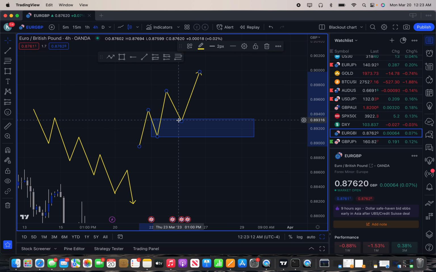So supply and demand for me is going to be, and understand I'm only referring to technicals. So for me, I am a believer that trading is 10% technicals, 90% psychology. So take this with a grain of salt when I say this.